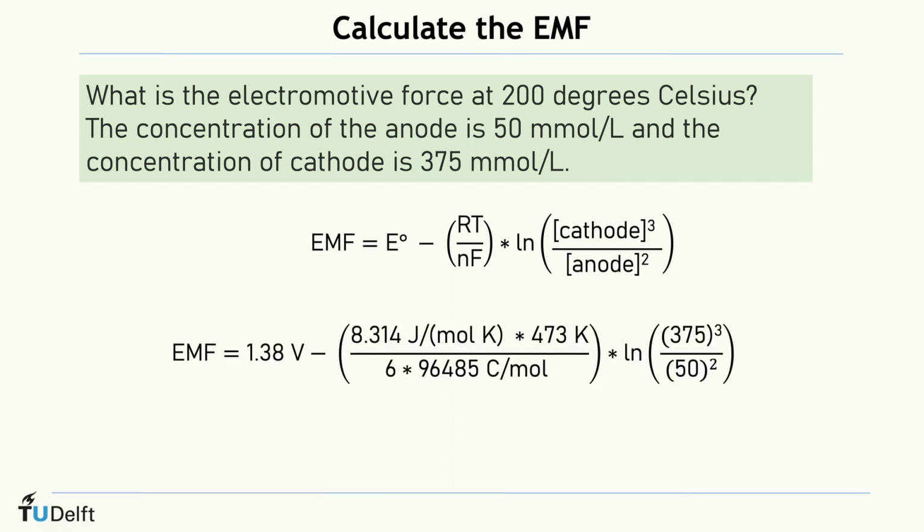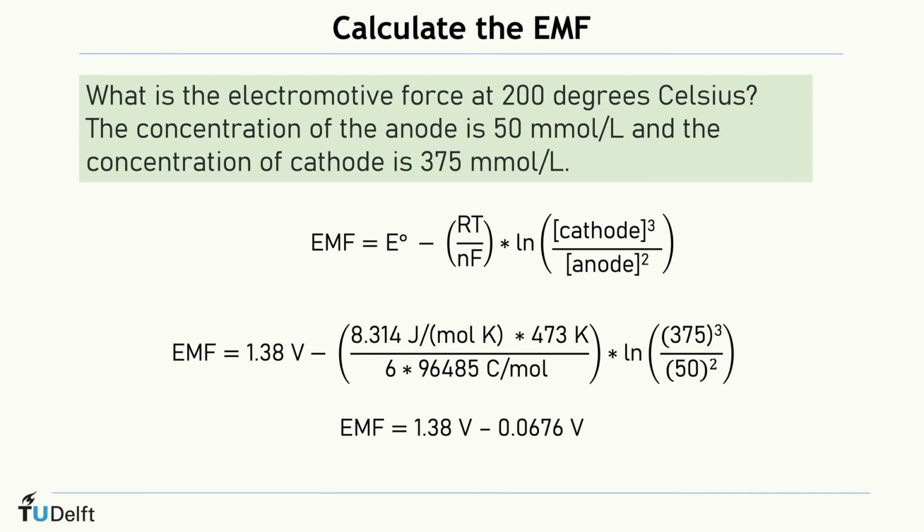The temperature is 200 degrees Celsius and the concentration of the cathode is 375 millimoles per liter and at the anode 50 millimoles per liter. Next, we already know the gas constant and the Faraday constant, and we can get the N from the reactions since there are 6 electrons transported. Let's fill in the formula with all the values given. Note that joule per coulomb is the same as volt, that it is rewritten here. Therefore, for these reaction conditions, the EMF is 1.312 volts.